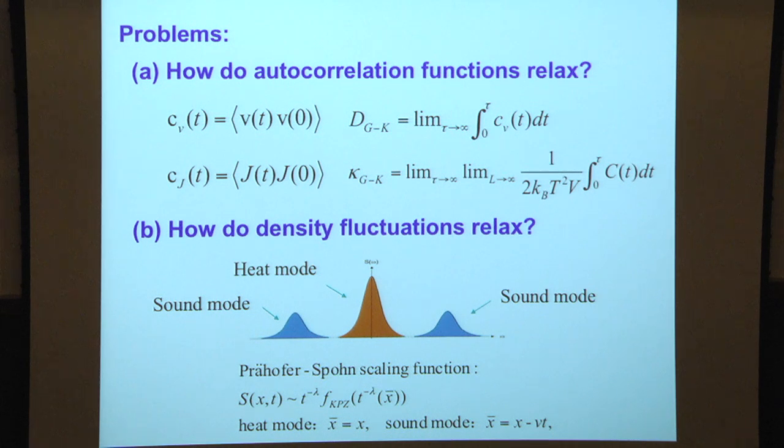The problem we are interested in is how the autocorrelation function relaxes as a function of time in the statistical state. In particular, we want to know how the velocity autocorrelation function decays, and how the energy carried autocorrelation function decays. This is important because if you obtain these functions, you can calculate the transport coefficients following the Green-Kubo formula.